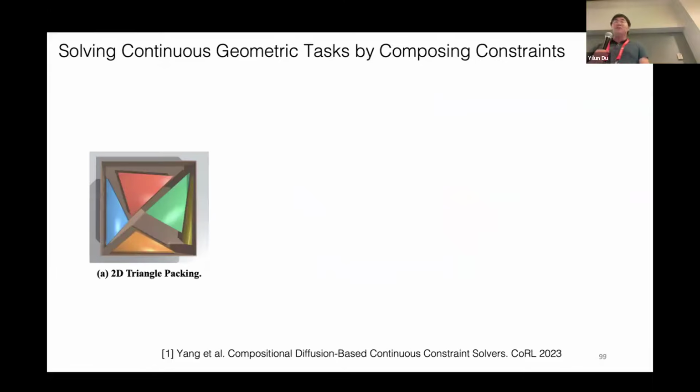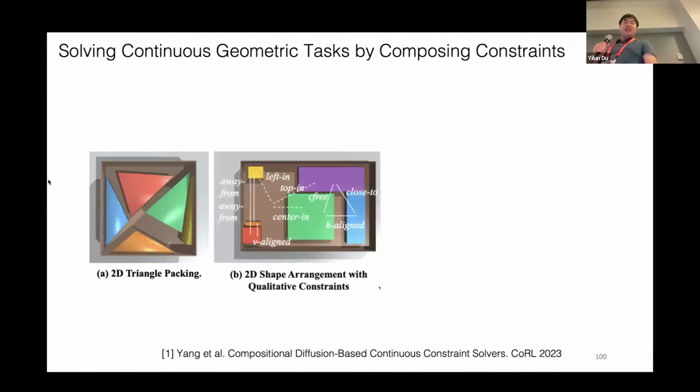So here we want to solve a problem with triangle packing. So we want to pack a set of triangles to arrange them on a square. What we can do is you can just learn these pairwise constraints. And by composing these constraints, you can solve triangle packing problems with more number of triangles.